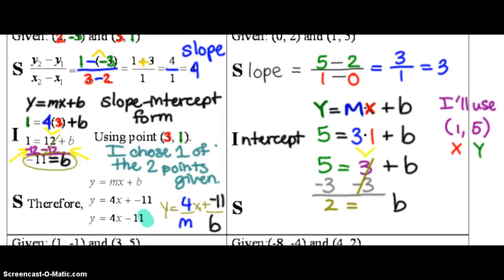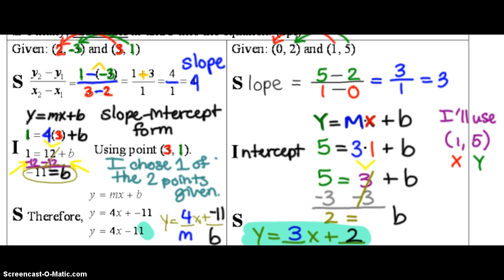So my final step is to substitute. Notice I start with my y equals mx plus b, and I'm going to fill in my m, and I'm going to fill in my b. So m goes on the first line. My slope was, you guessed it, 3. And my y-intercept is 2. Y equals 3x plus 2. There's my equation of a line for the 2 points (0, 2) and (1, 5). Boy, that was a lot of work for just one question. But I have one more just in case you didn't get it.